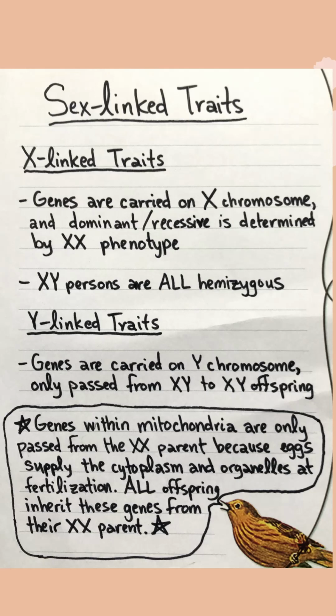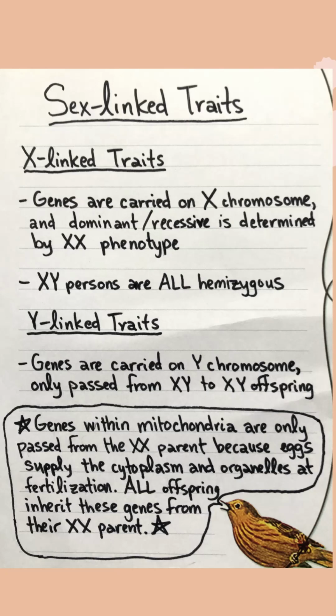An XY person is hemizygous for any characteristics that are on an X or a Y chromosome because the X and the Y chromosome are structurally distinct from one another, even though they're paired together. So an XY person is hemizygous for all sex-linked traits, whether it is on the X chromosome or their Y chromosome. Y-linked traits are specifically on the Y chromosome only. A trait that is on the Y chromosome can only be passed from an XY parent to an XY offspring.